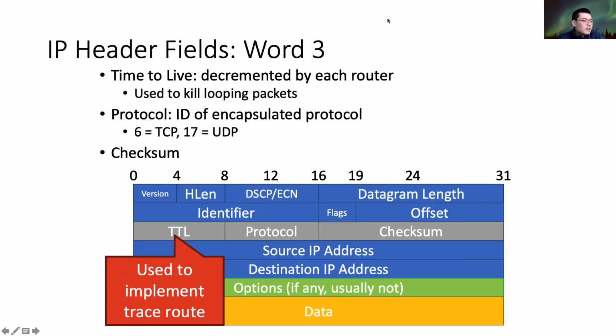The error correction is only done in the data link layer. If you remember, when we talked about the data link layer, we have the parity bits, right? So we have a 2D scheme. It's only in the data link layer, especially for wireless.